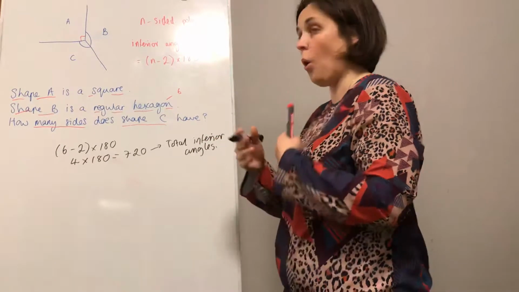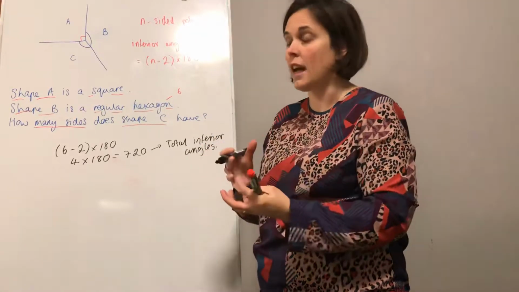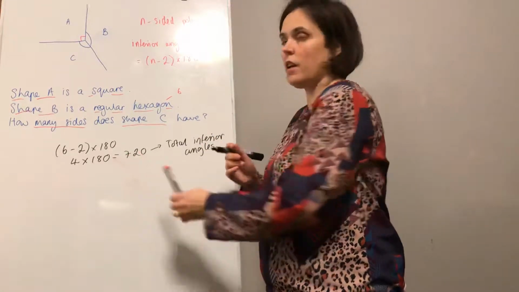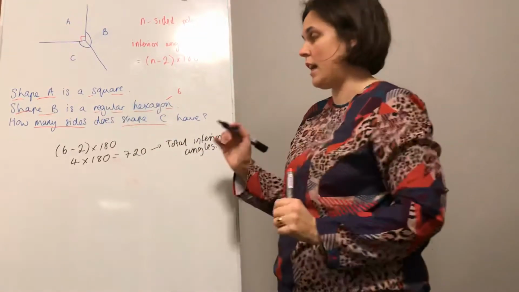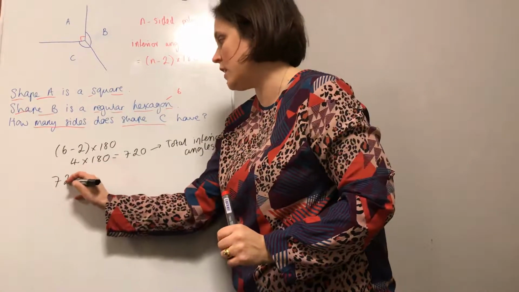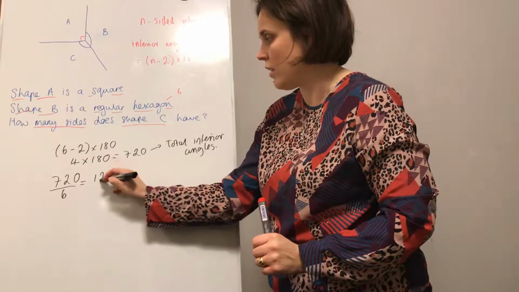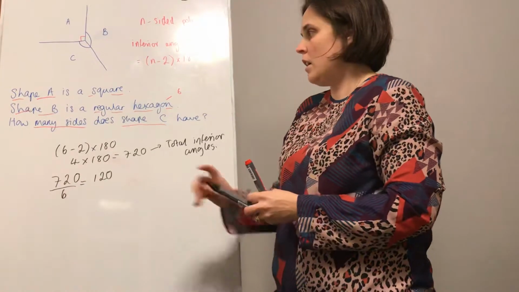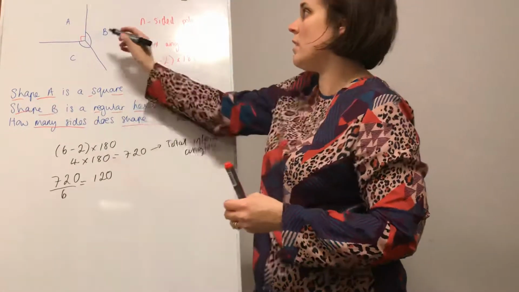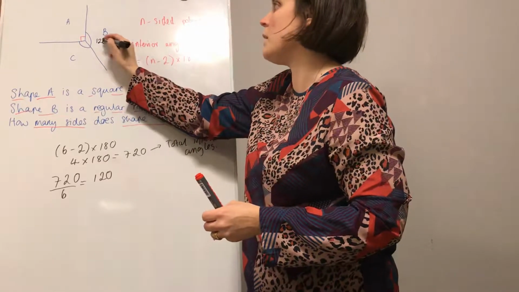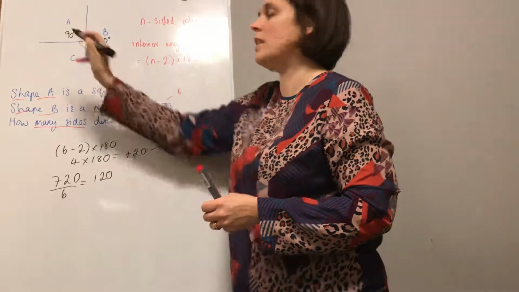Now, that's all of them together. It's a hexagon, so there are 6 sides, there are 6 angles. So we can find the size of each of those angles because it's a regular hexagon, and only because it's a regular hexagon, by just dividing 720 by 6. And if you do that, you get 120 degrees. So shape B is a regular hexagon, and that now tells us that this angle here is 120 degrees. So we know that's 120, and as I've already said, we know that's 90 degrees.